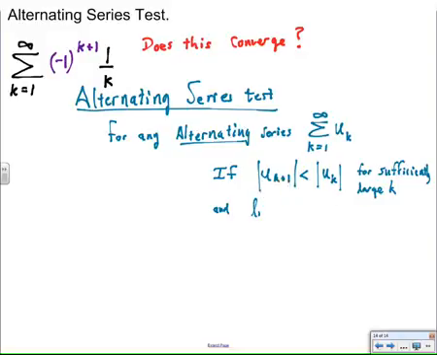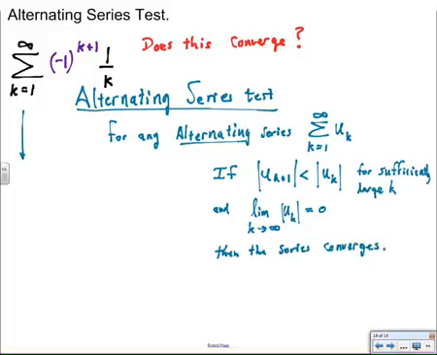This is a fancy way of saying that. Also, if we take the limit of the absolute value of the sequence as k approaches infinity and that equals 0, then we can say that the series converges. So essentially 3 things need to be in place.